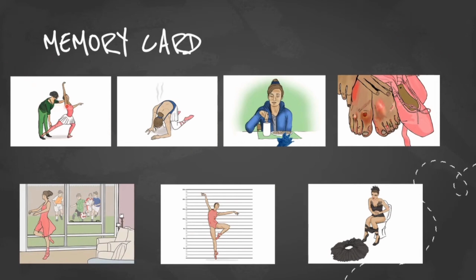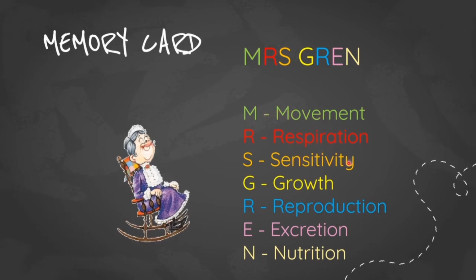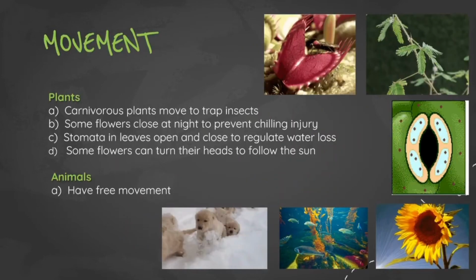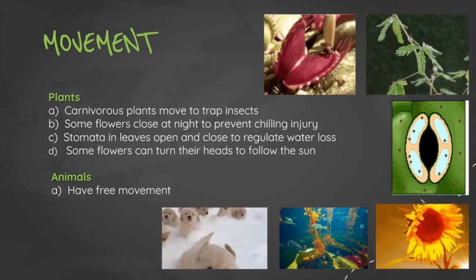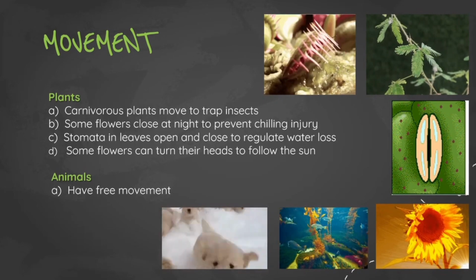So again, we have movement, respiration, nutrition, sensitivity, reproduction, growth, and excretion. You can also remember Mrs. GREN, who is a dance instructor. Movement, respiration, sensitivity, growth, reproduction, excretion, and nutrition. So the first characteristic that we're going to start with is movement. And we're going to use plants and animals to demonstrate movement.